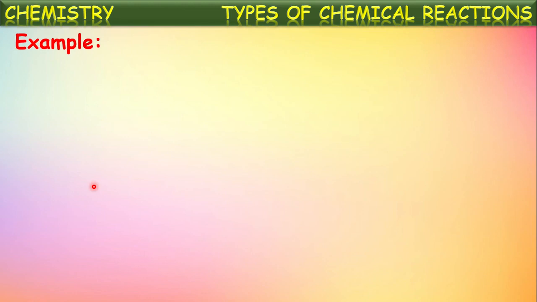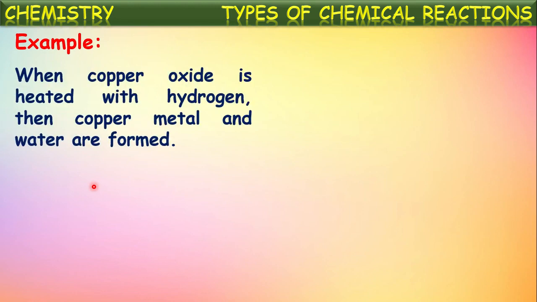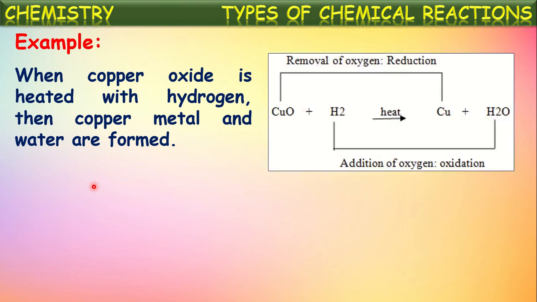Now let us see some examples for these definitions to understand clearly. For example, when copper oxide is heated with hydrogen, then copper metal and water are formed. See here, the equation is shown for this reaction. When copper oxide is heated in the presence of hydrogen, it forms copper metal and water as products.